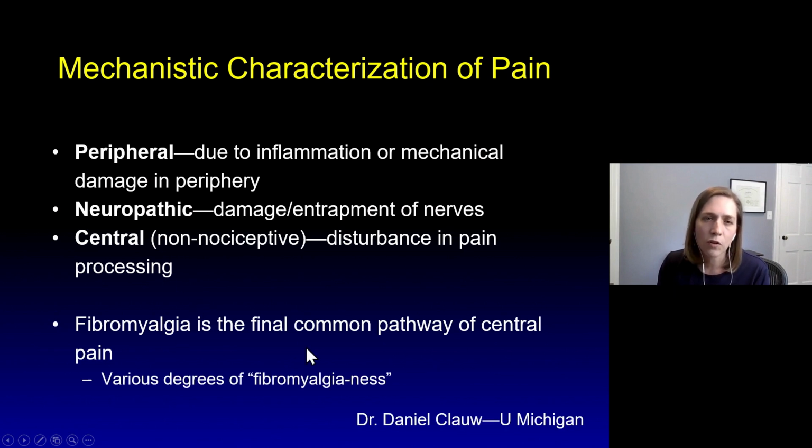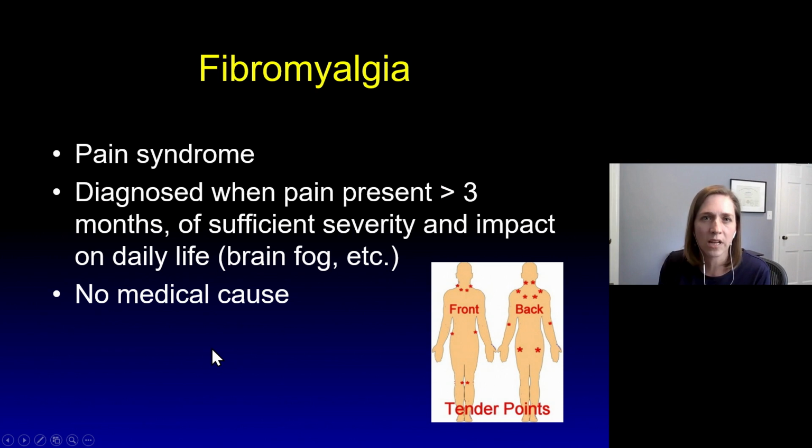And I think it's helpful to know that we all have various degrees of fibromyalgia. I love this quote by Dr. Clauw, University of Michigan, that all of us can have some degree of just sort of generalized tenderness to touch, but it's really when this is to a severe degree that we can call this fibromyalgia. So fibromyalgia is a pain syndrome diagnosed when pain is present for more than 3 months and has a sufficient severity and impact on the daily quality of life if they're seeking medical care. And generally, you want to make sure there's no medical cause for this.